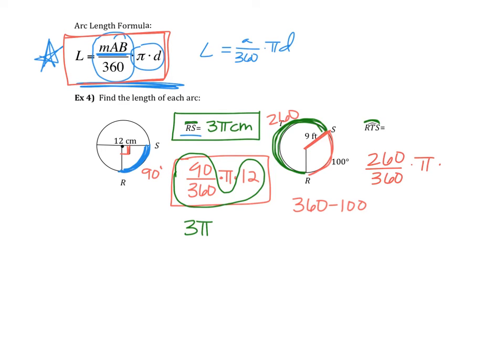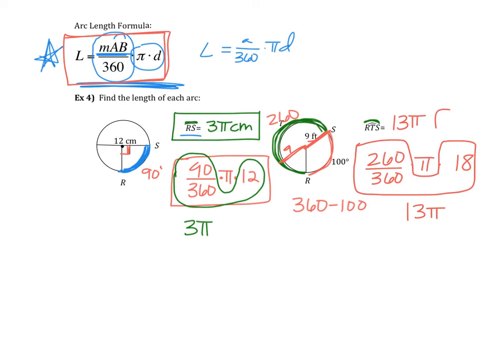And right now we just have a radius. If the radius is 9, then the diameter would be 18. So again, you're going to plug this into your calculator. 260 divided by 360 times 18, and you get 13 for that. And then you're going to attach your pi. So we're talking length. How long is this arc? It would be 13 pi, and we were talking feet. So that would be 13 pi feet.